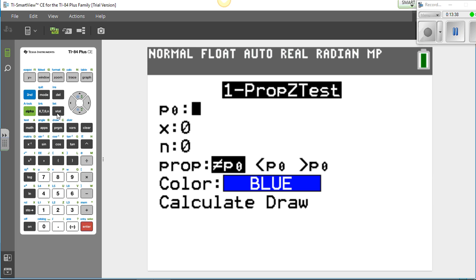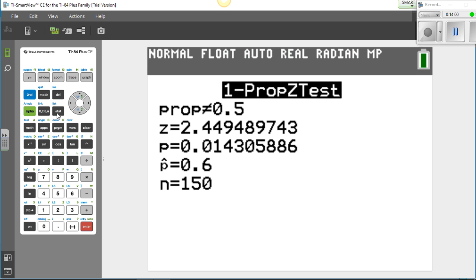Remember, p0 is going to be the proportion that you use within your hypothesis. What's the proportion we use there? 0.5. How many successes do we see? 90 students, right? Out of how many? 90 out of 150. Which way are we going, less than, greater than, not equal to? Not equal to, so we're going to keep it where it is. We can go ahead and calculate, and there you go. You have a z-statistic of 2.45 and a p-value of 0.0143.